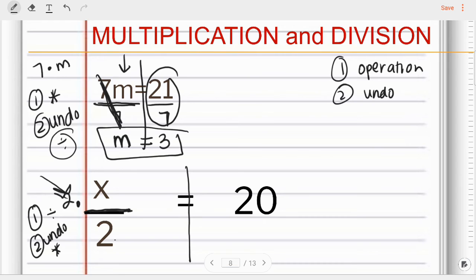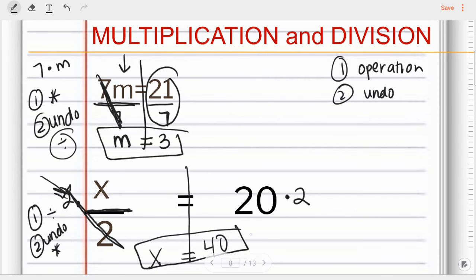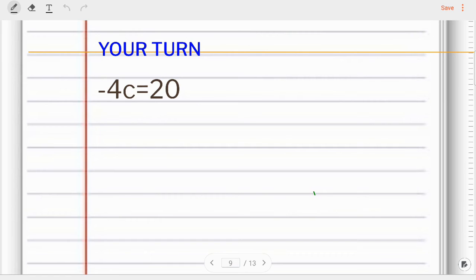And if I do it to one side, I'm going to do it to the other. On the right-hand side, it says I'm timesing by 2, and then I'm going to divide by 2. Those cancel each other out, leaving me with x, an equal sign, and 20 times 2 is 40. So my answer to that one is 40. Your turn. Try this next one on your own.